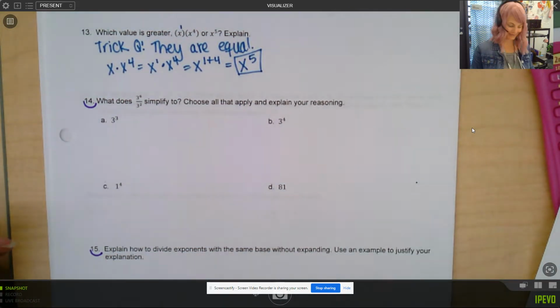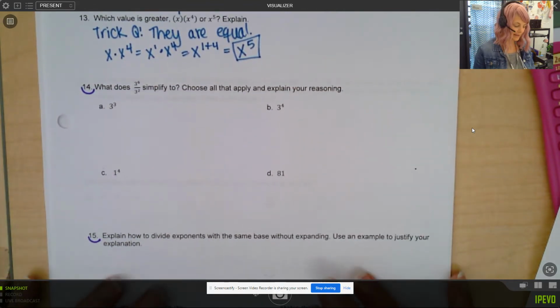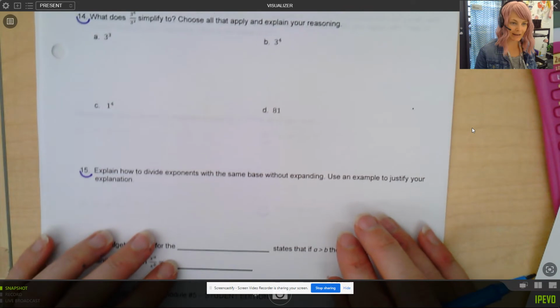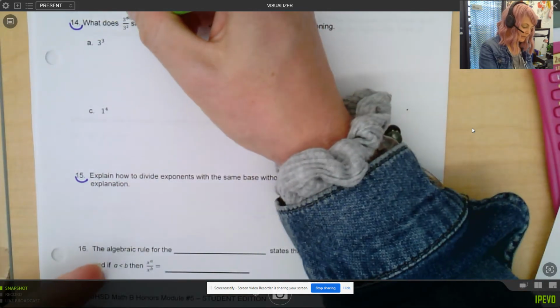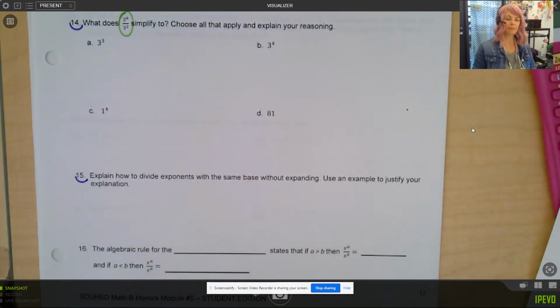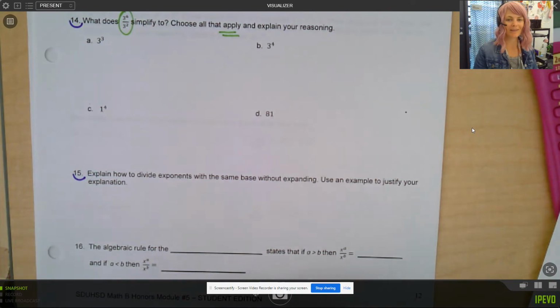Excellent job. Okay, so let's take a look. So we're going to look at our second rule. So let's see what we can think and find when observing these values, looking at these patterns. So I want you to pause the video and look at 14 and 15 and explore. And I want to know, what does 3 to the 6 over 3 to the second simplify to? And circle all that apply. Go ahead and pause the video now and select your answers. Let's see how we did.